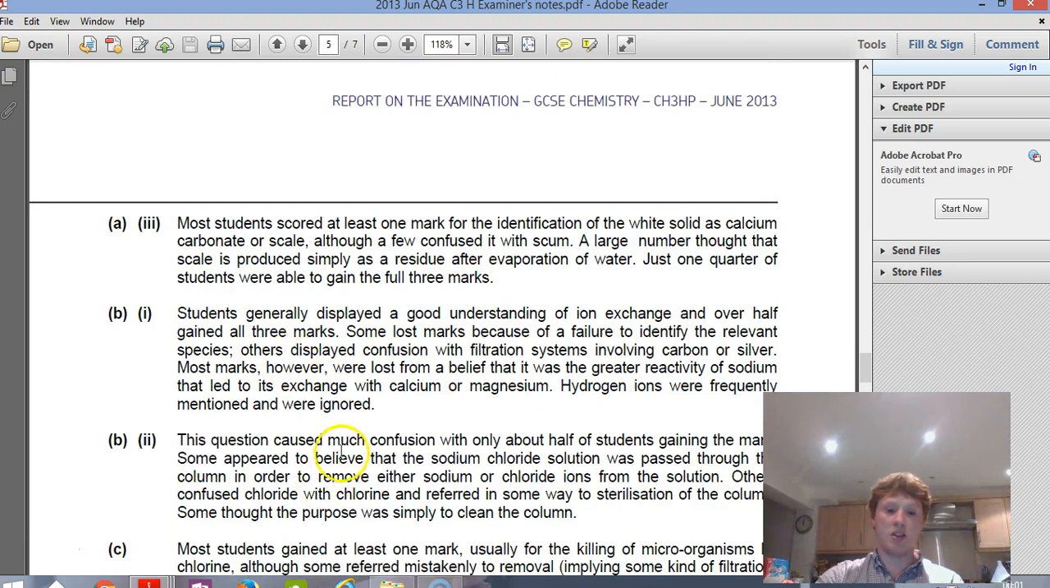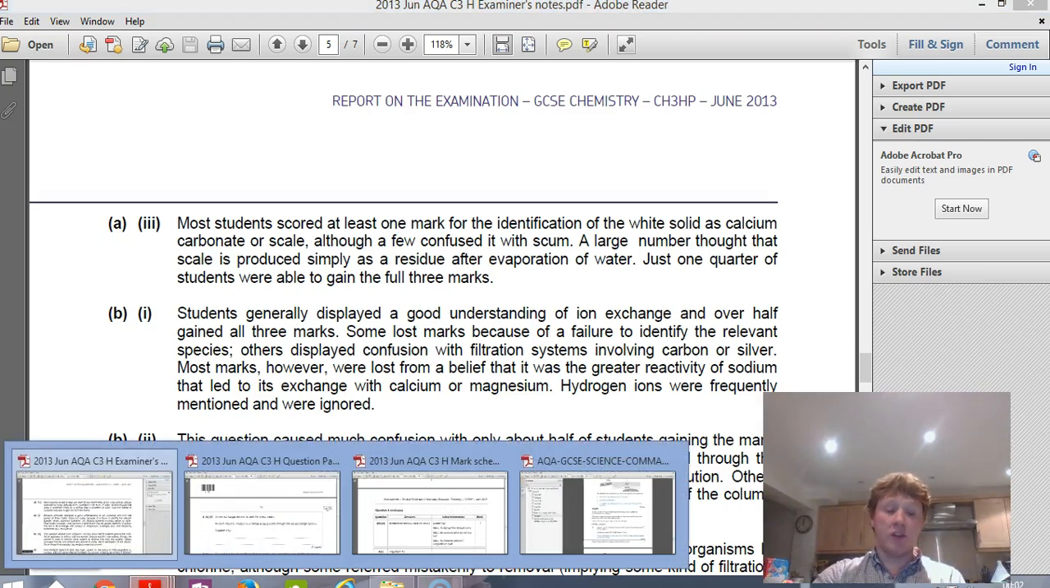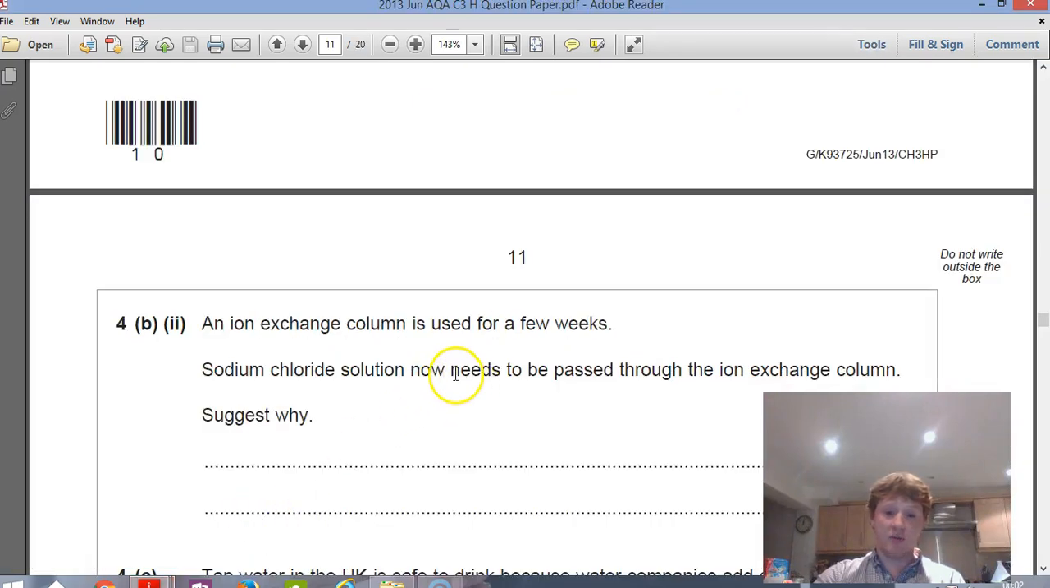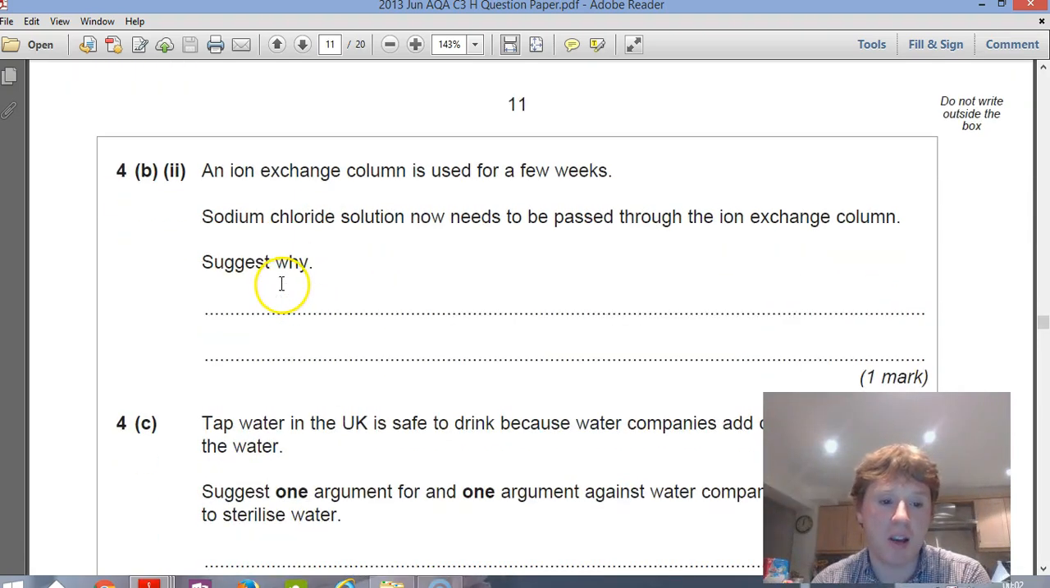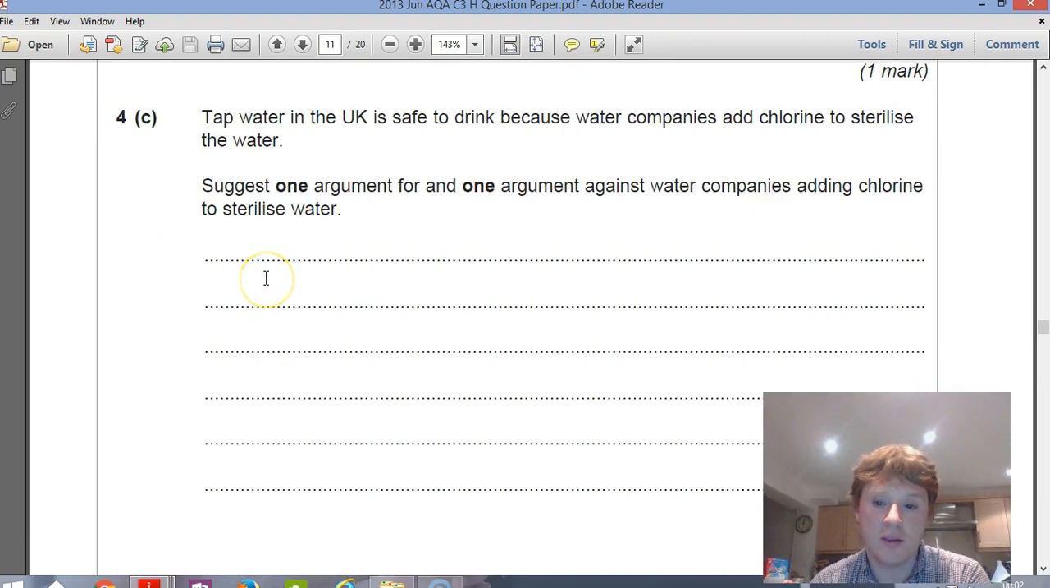It was quite a hard question to answer, about half getting the mark. It also talks about the chloride ions sterilising it, which I see why, because it's mentioned in the question. Anyway, question 4C, 2 marks.